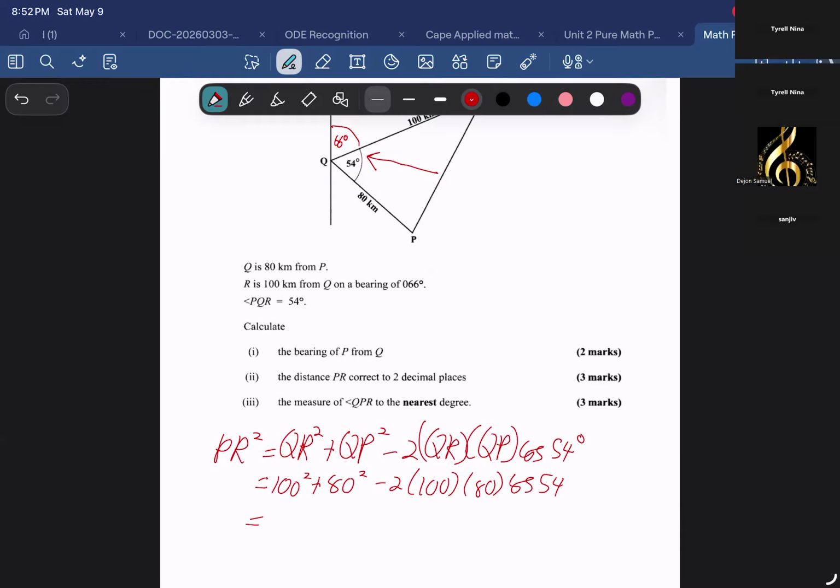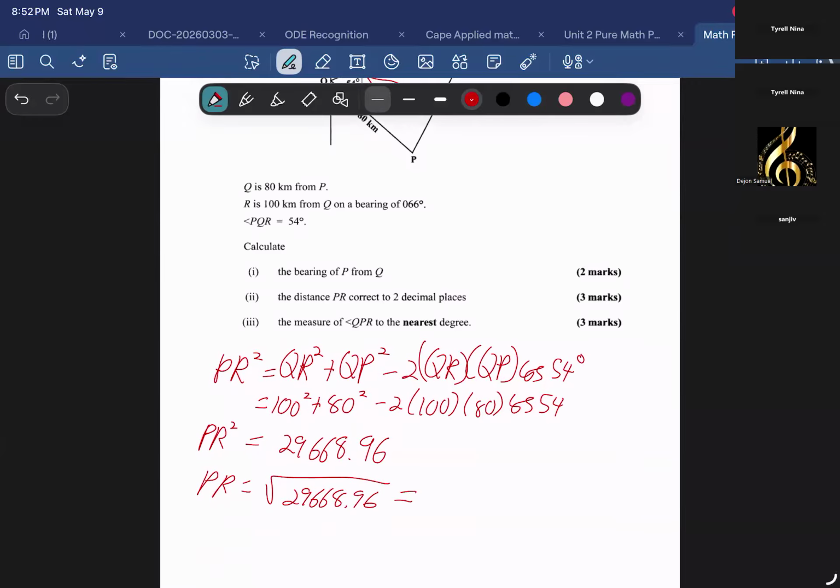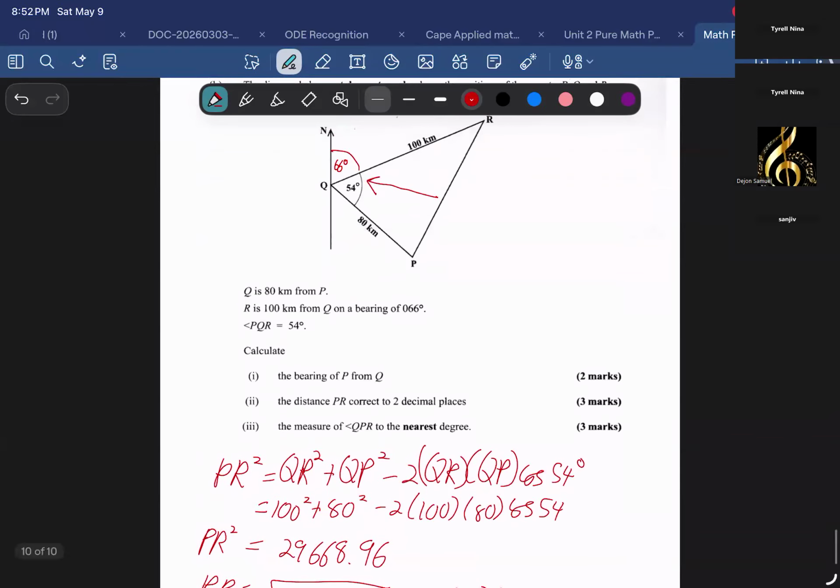100 squared plus 80 squared minus 2 by 100 by 80 by cos 54, which is, so PR squared is 29668.96. So PR is equal to the square root of that, which is 172.25. They said two decimal places, right?